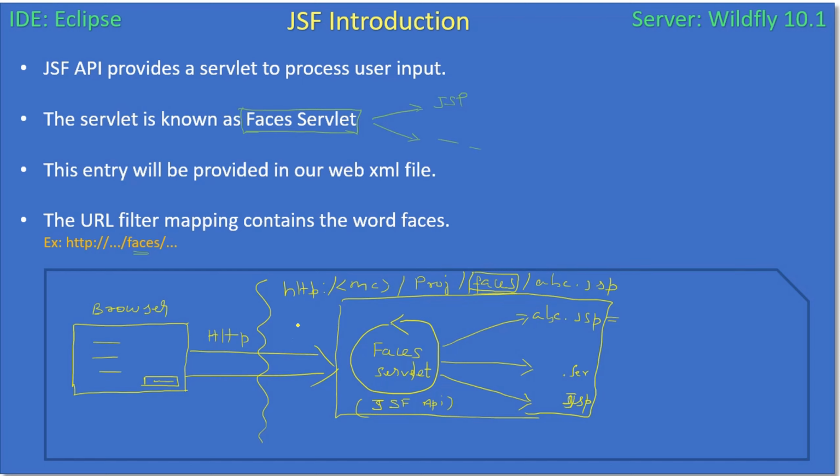Whatever the user submits here goes to the faces servlet, because the faces servlet works based on this URL pattern. In the URL pattern we say faces. If you see here HTTP faces, the URL contains faces, so the request is processed by the faces servlet. After processing this, it knows that there is some JSP file, and the processed information will be sent to the JSP file. In the JSP file we will end up using the JSF tags.